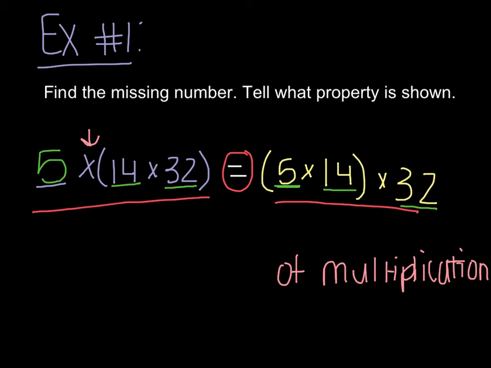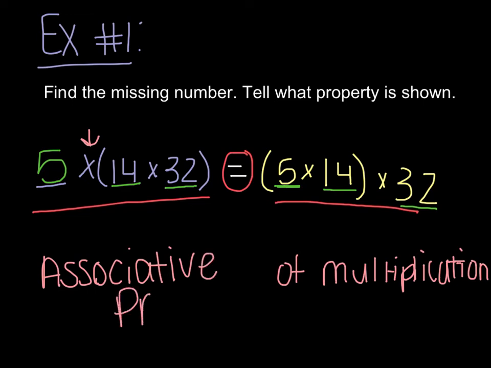So if you look back to your examples, you could see that the associative property is the one that talks about grouping numbers. It's the one that has parentheses. So that makes this the associative property. And I'm going to run out of room, so I have to write it down here. So we have the associative property of multiplication.